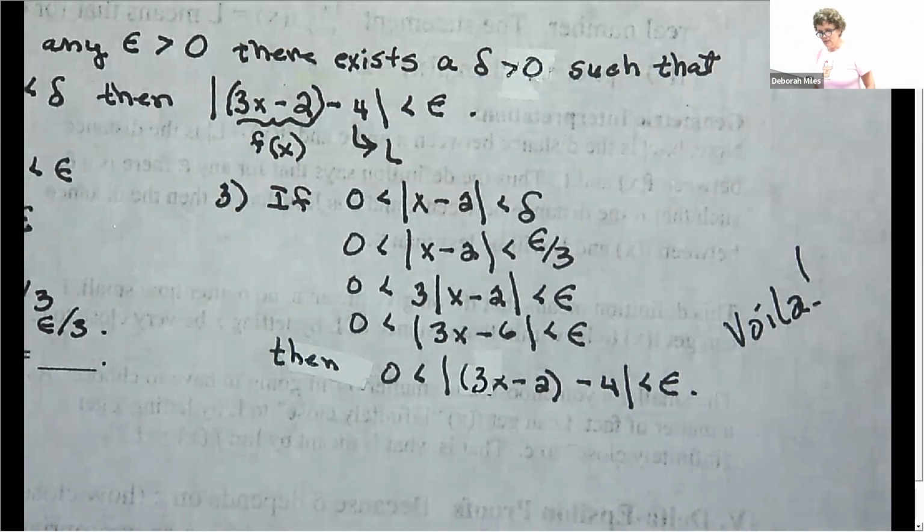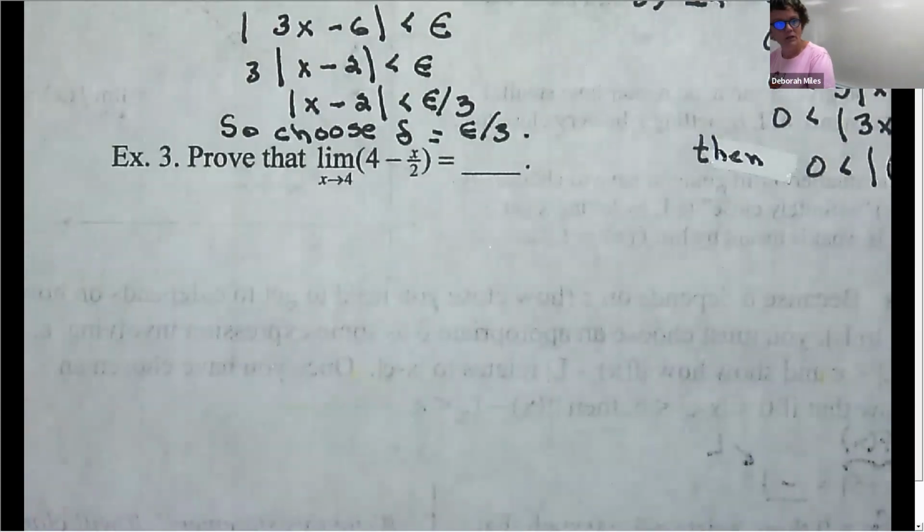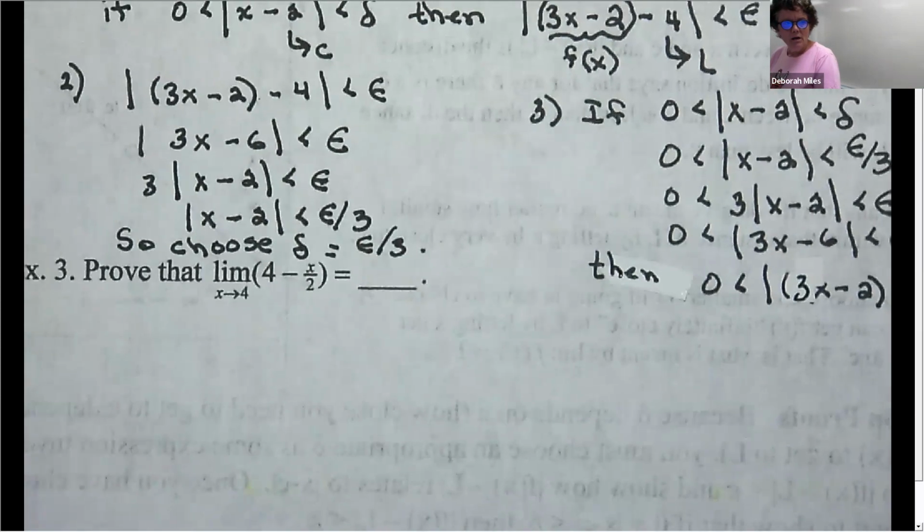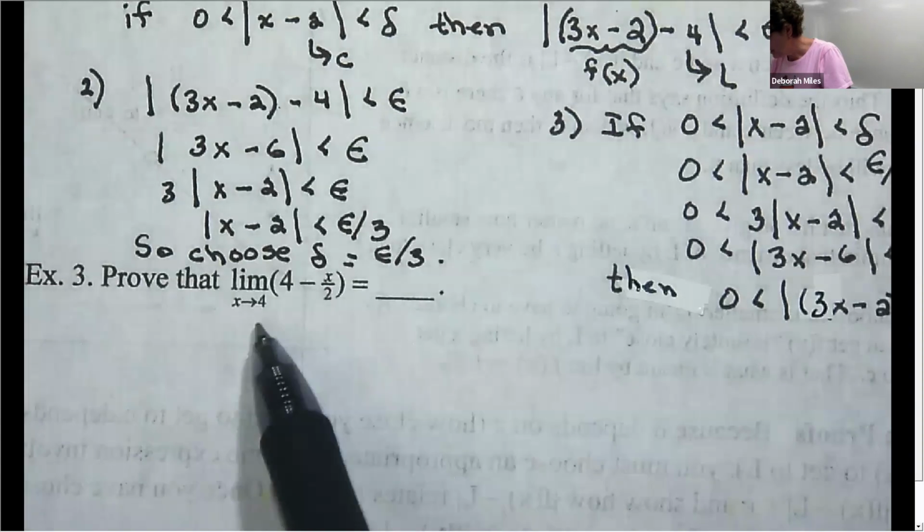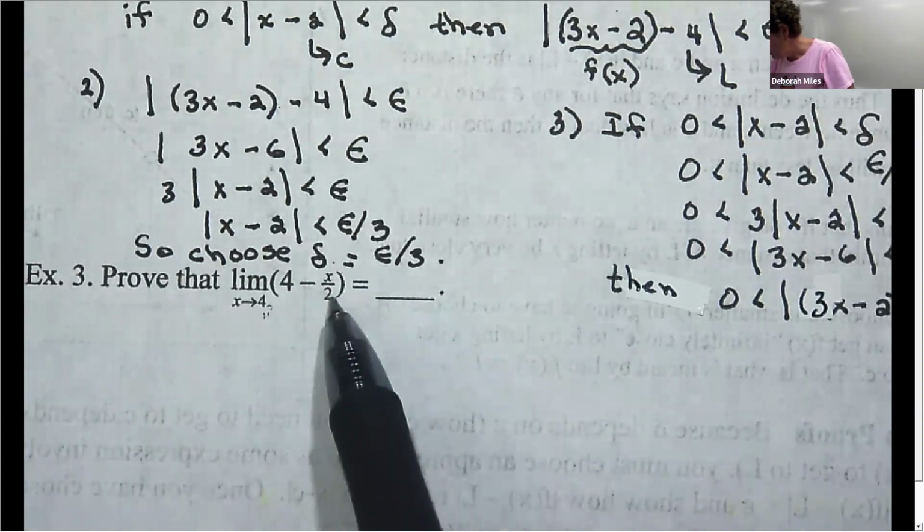All right, let's do one more. And then, yes, I think we will get to make up a little lost time. Start 2.3. Number 3, prove that the limit as x approaches 4 of the function 4 minus x over 2 is blank. What goes in the blank? Since that's a linear function, you can just let x be 4, and 4 divided by 2 is 2, 4 minus 2 is 2.